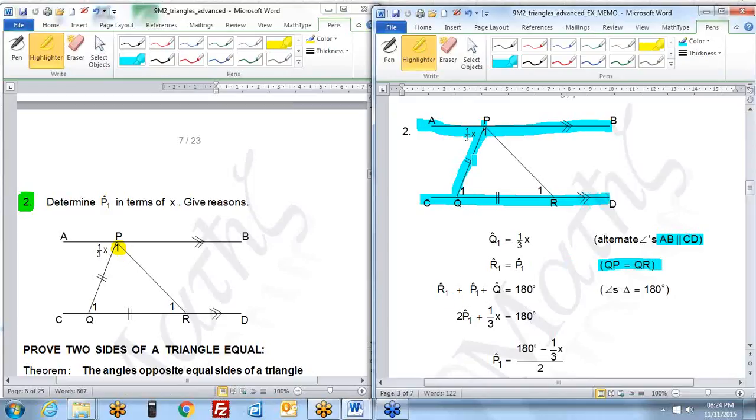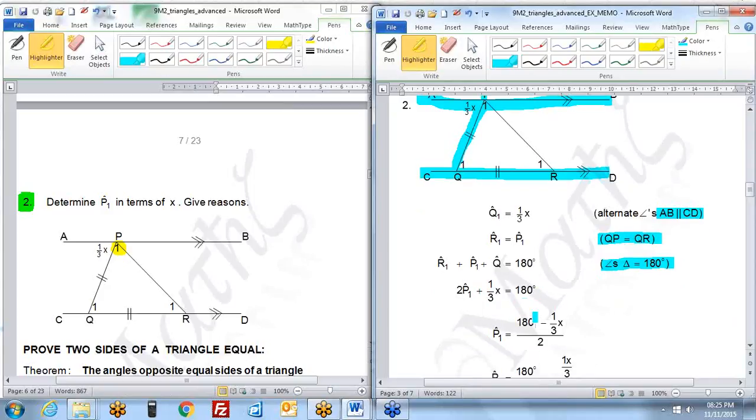And now we're going to add all three angles together, equal it to 180, because the angles of a triangle should always add up to 180. Then you get 2 times angle P1. Why? Because angle R1 is the exact same size as angle P. So to make it easier, just write 2 times angle P plus 1/3 x for angle Q1 equals 180. Remember, you want to determine angle P, so angle P will be the one that's standing alone on the left-hand side of the equal sign.